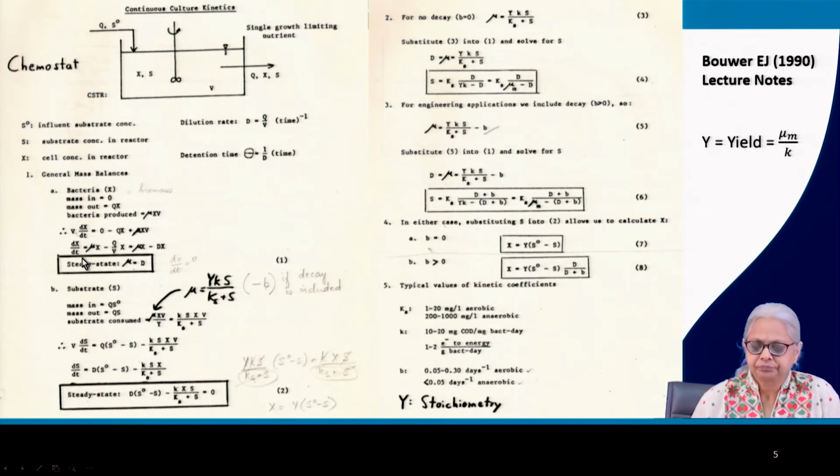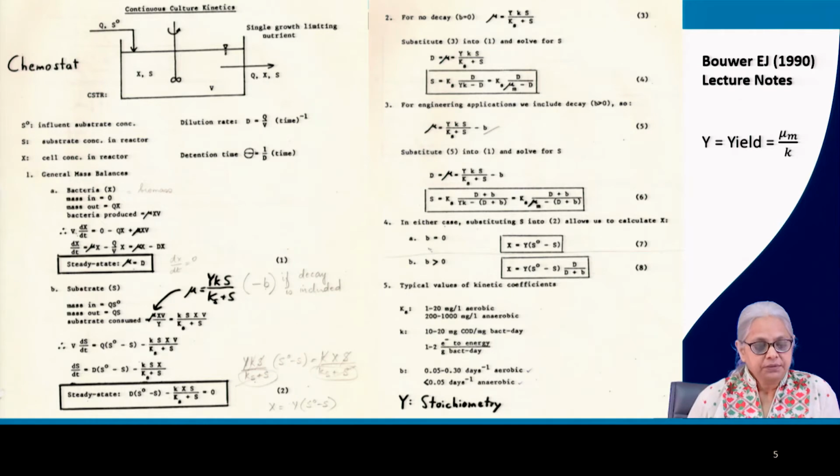Then we know that we are running it at steady state. So at steady state, dx by dt is equal to 0. If dx by dt is equal to 0, I can divide this. Let's do two things. First is divide the entire equation by volume, and second, let's take dx by dt equal to 0. So after dividing it by V, we then put a 0 on this side, and mu x minus Q by V x is what we get here. And then when that is equal to 0, mu is equal to capital D. Capital D stands for dilution rate.